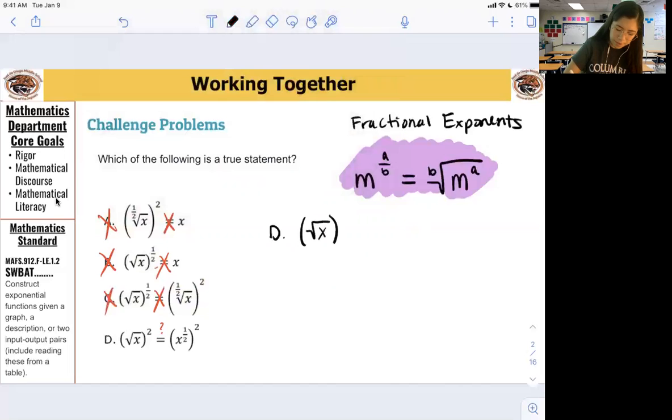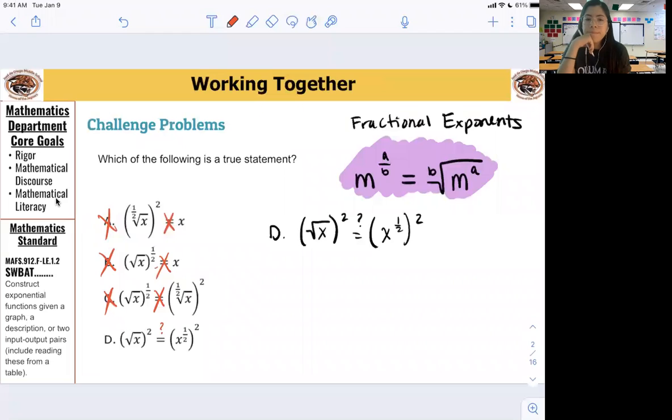So the square root of x to the power of 2, and then x to the power of 1/2 to the power of 2. So on the left side, what do I have to do first? Turn the radical into an exponent. Good. Turn this radical into an exponent. And we did a very similar one before. There's a 2 on the outside and a 1 on the inside. So what's my exponent going to be? x to the 1/2. Good. x to the power of 1/2 squared.